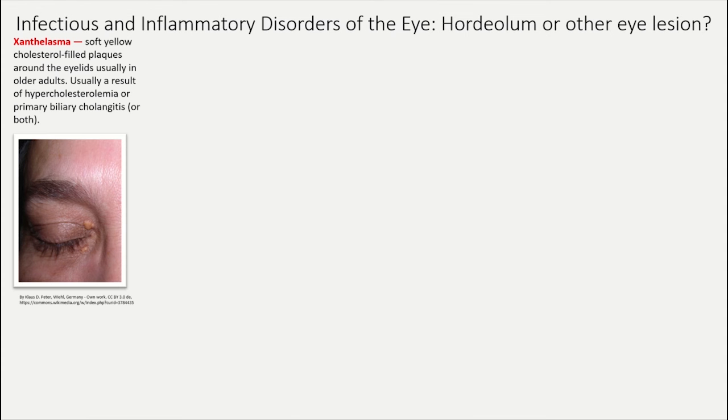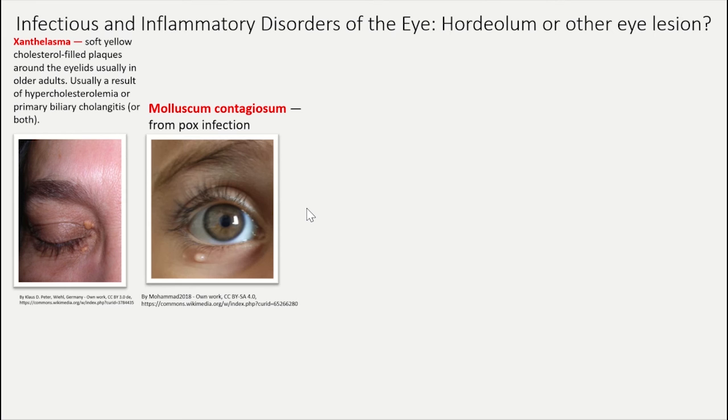Now, I just want to go over some other eyelid lesions that you may confuse with a hordeolum or a sty, same thing, or a chalazion, even though they're not inflammatory. So here's one, xanthelasma. They are soft, yellow, cholesterol-filled plaques around the eyelids, usually in older adults, that's the result of hypercholesterolemia or primary biliary cholangitis or both. So again, this is just lipid-filled structures here, so you're going to have to check their cholesterol, their lipid panel.